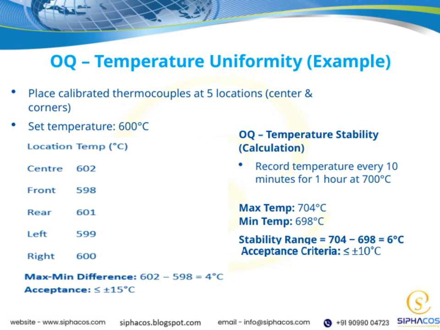Now, shifting to temperature uniformity, we set calibrated thermocouples at 5 different locations, center and corners, to assess how evenly heat is distributed. We set the temperature to 600 degrees Celsius for this test. Together, these measurements, stability and uniformity, are crucial for ensuring that our equipment performs reliably and consistently, which ties back to our overall goal of maintaining precise process conditions.